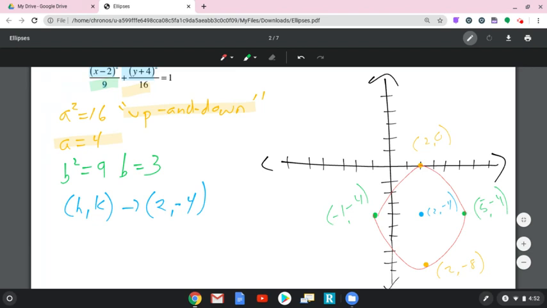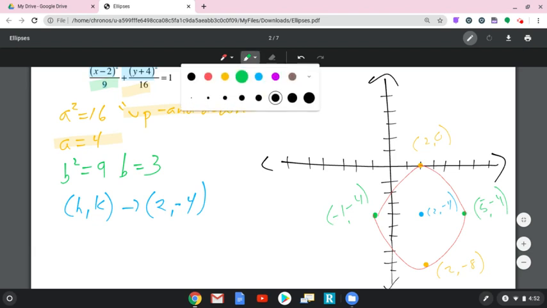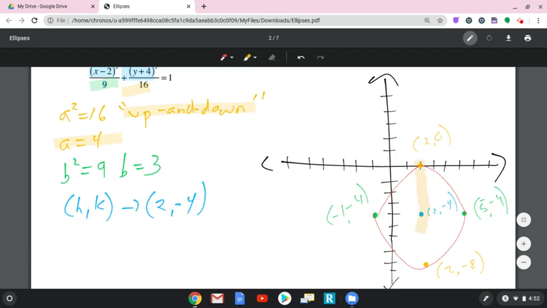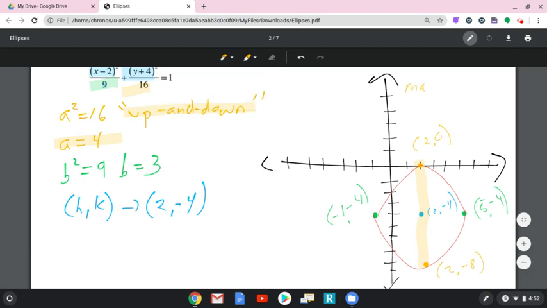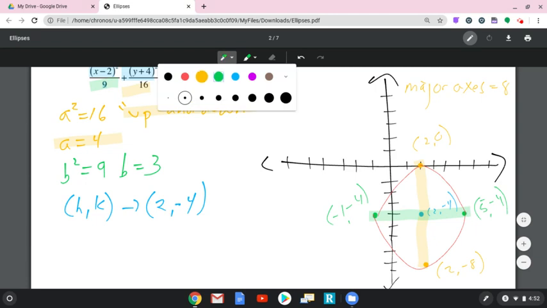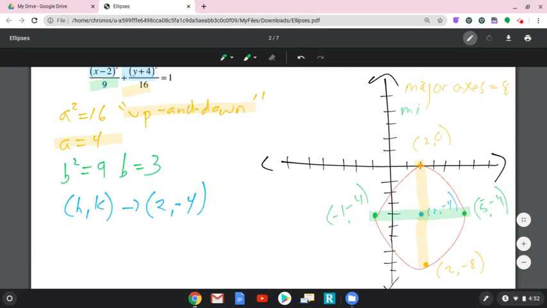But just to make sure we understand, if I look at my major axis, it is going up and down. So if I asked you for the length of my major axis, it would be, in this case, 8. Then I look at my minor axis. So I go across this way. What is the length of my minor axis? We went 5, 6. So we can see our major and our minor axis length.